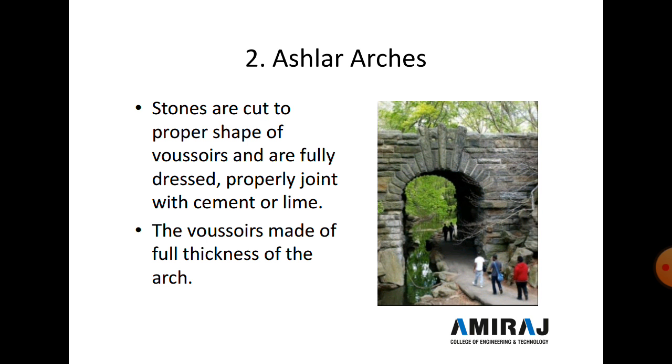Now the next type is the ashlar arch. The stones are cut to the proper shape of the voussoirs, fully dressed, and properly joined with cement lime, or cement sand, or lime sand. These voussoirs are made of the full thickness of the arch. See this figure. In this figure an ashlar arch is provided, and the stone is cut in a wedge shape, and all the joints are of the same thickness, and material like cement or lime is provided as a binding material.